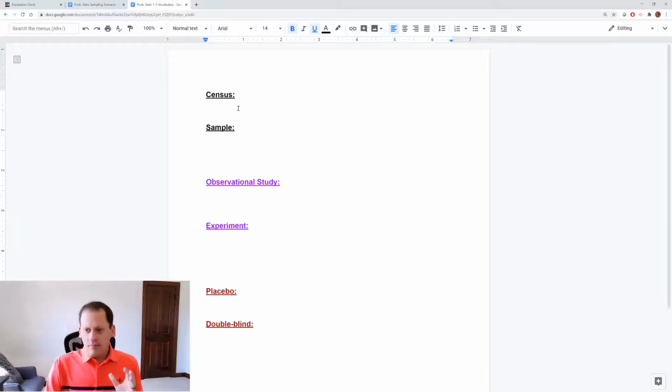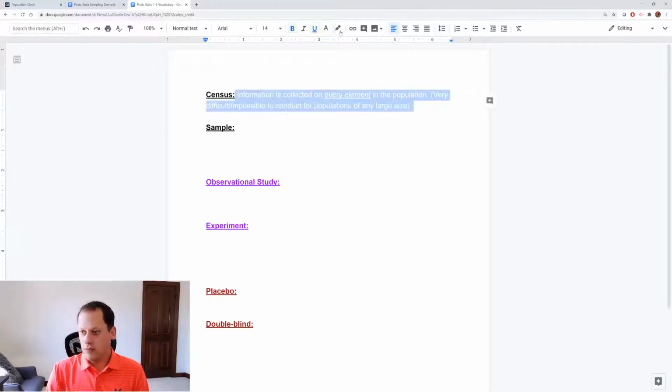So each of these colors has 2 vocabulary terms with them, and those terms are naturally paired. So our first pair of terms here is census versus sample. And I've mentioned both of these words several times already in the class, but let's just make sure we know what each of these is.